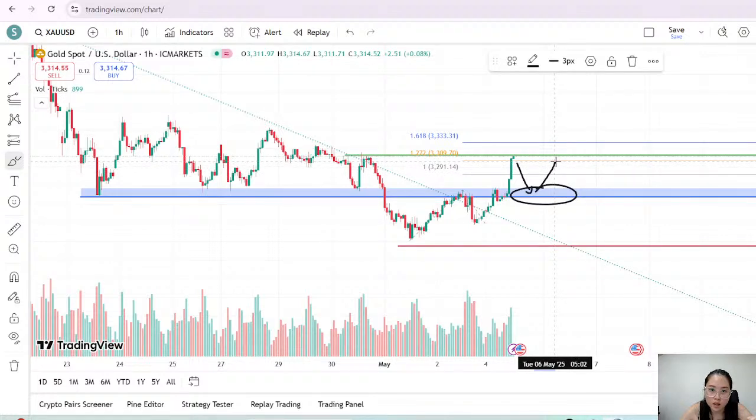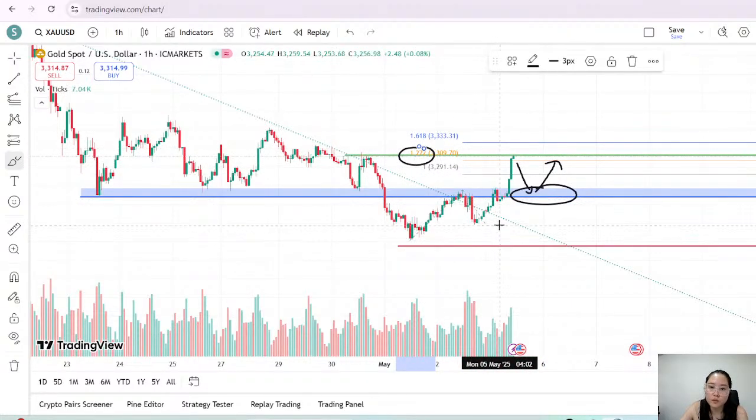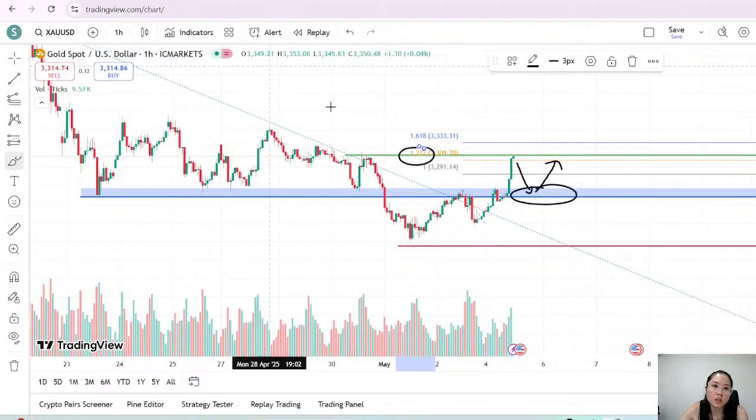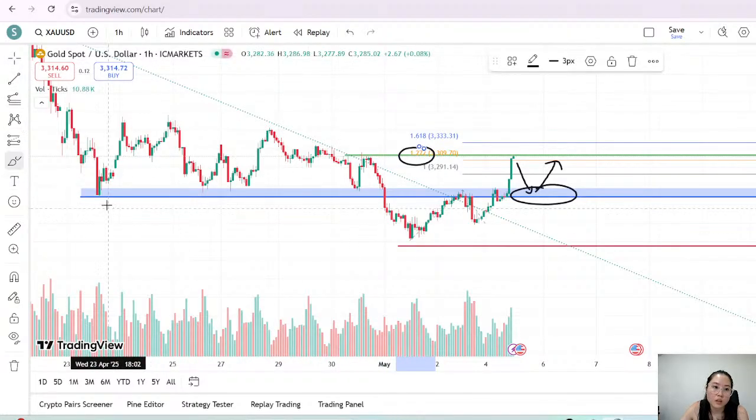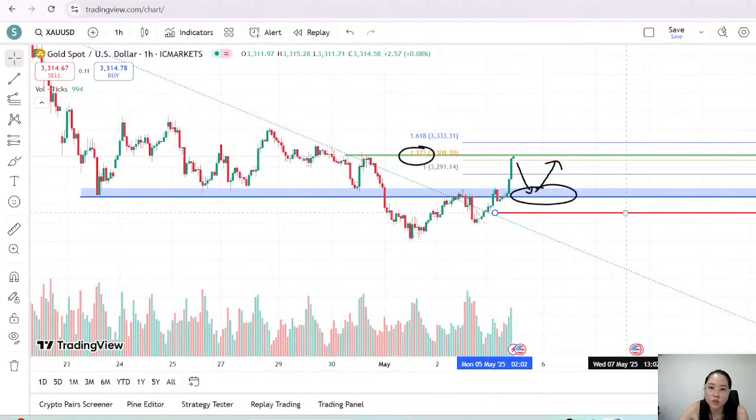We very conservatively, probably to the 127, 1.27. And where do you put your stop loss? You can put your stop loss here, right below this level.